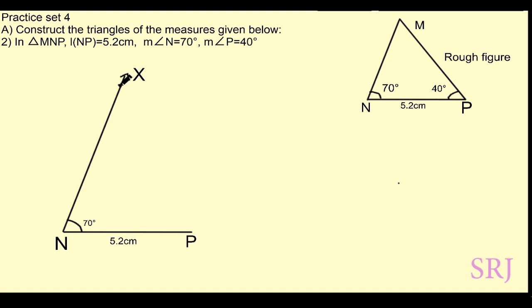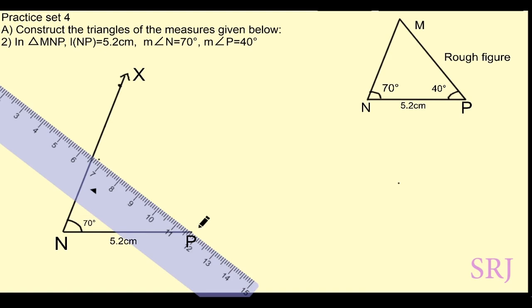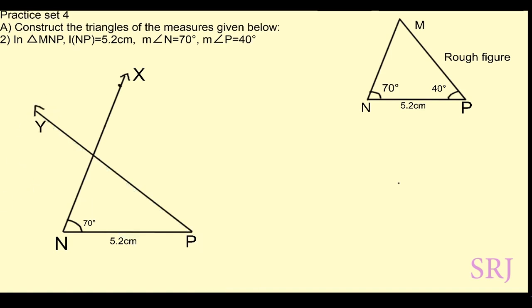Now place the protractor on point P and mark 40 degree. Draw a line using a scale such that it intersect each other. Draw arrow and name the ray YP and write measurement of angle P as 40 degree. Name the point of intersection as point M.